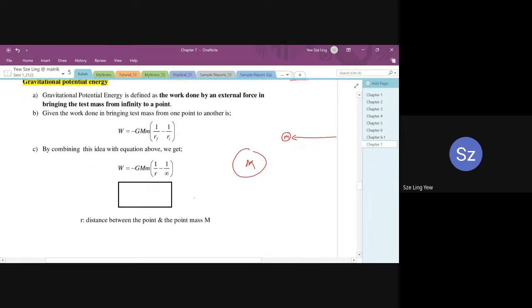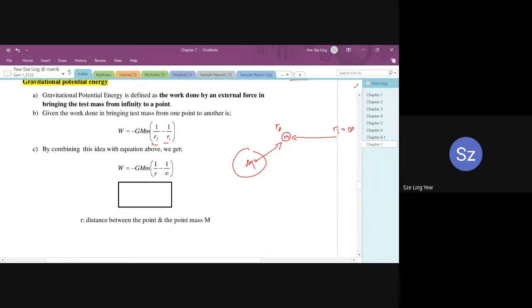So given work done in bringing a test mass from a point to another is W equals to negative GMm over 1 over R final minus 1 over R initial. By combining the idea above, okay, because now you are bringing the object from infinity, so your R initial is infinity, and then this is your R final. So R final is a non-zero value. It is the distance between your capital letter M and the small letter m. Okay, the point mass and the test mass.